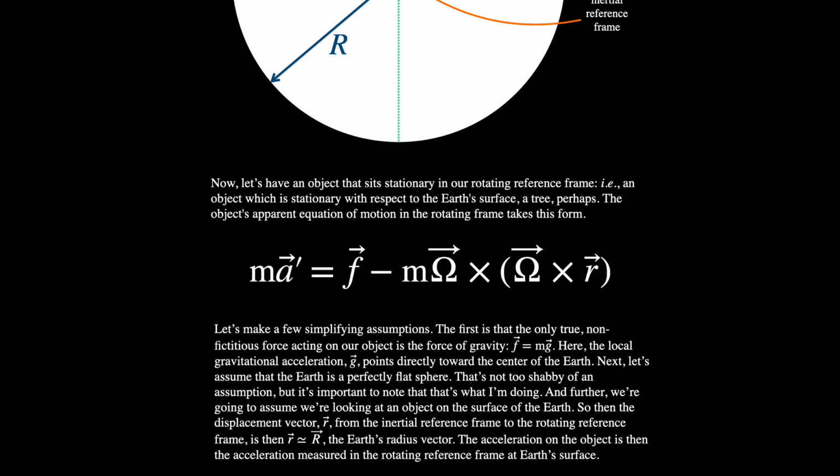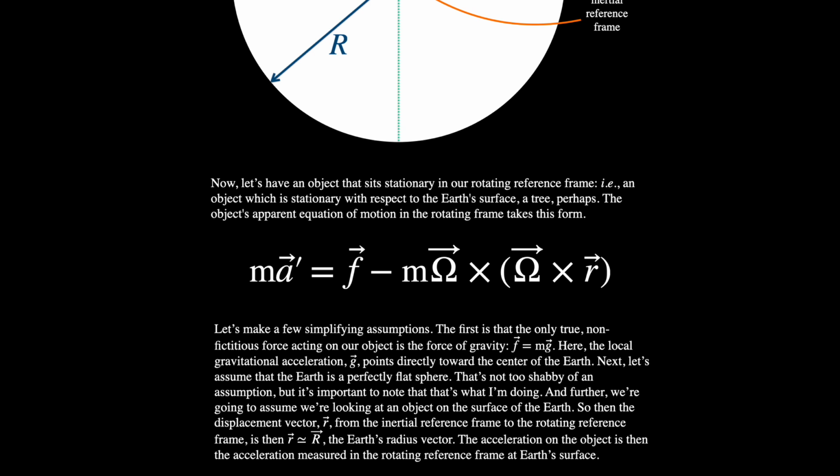And we're going to also assume, just to help make things better, that the Earth is a perfectly flat sphere. You know, why not? It's not a bad assumption, but it's good to tell you what we're doing here. And further, we're going to assume that the object is on the surface of the Earth. It's not jumping up or down. It's not like 10 feet up or 10 feet below or 100 miles up, what have you. And so the displacement vector from the inertial reference frame, which is at the center of the Earth, to the rotating reference frame shall be the Earth's radius vector.